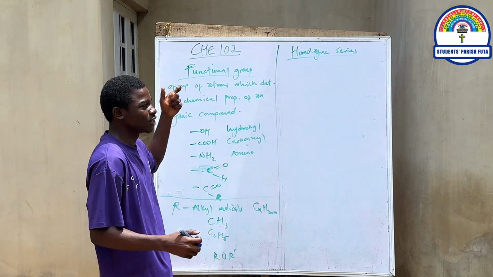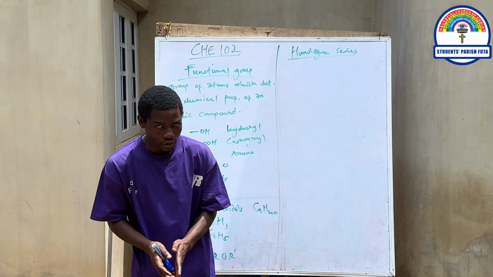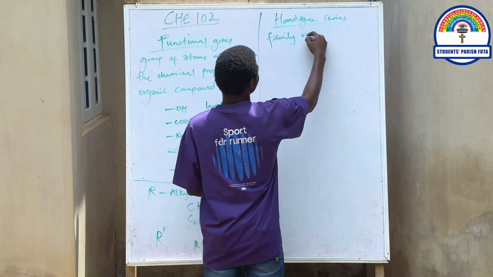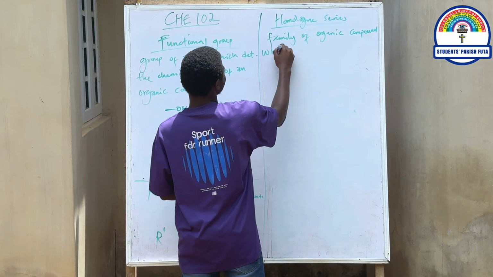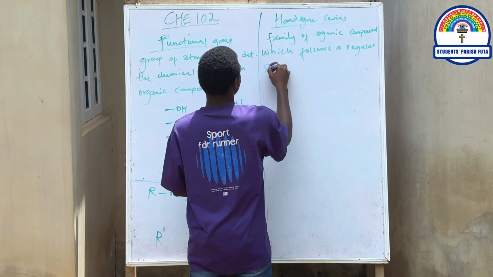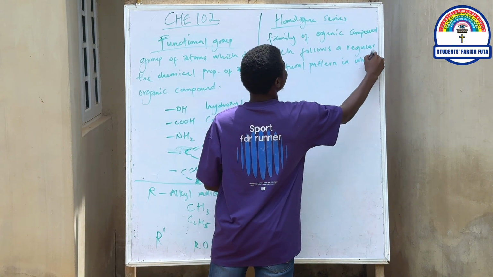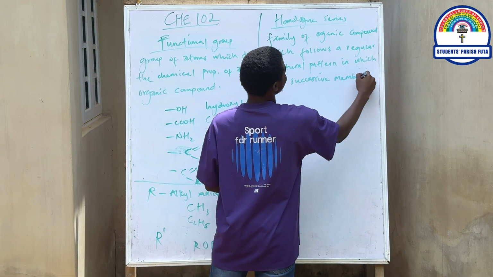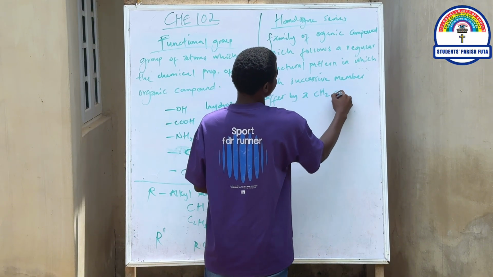So what is a homologous series? This is just a group of atoms which determines the chemical properties of their organic compound. But homologous series, it is a family of organic compounds. As I was saying, homologous series is a family of organic compounds. So let me write it down: a family of organic compounds which follows a regular structural pattern in which each successive member differs by the addition of a CH2 group.